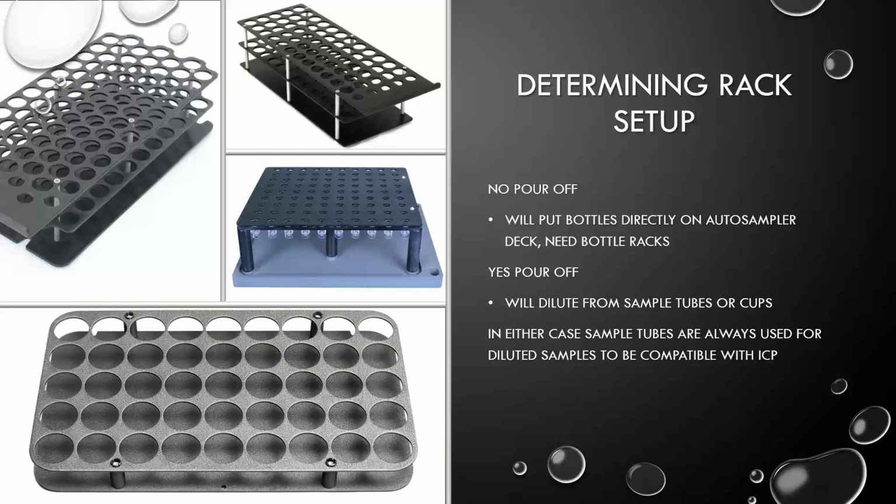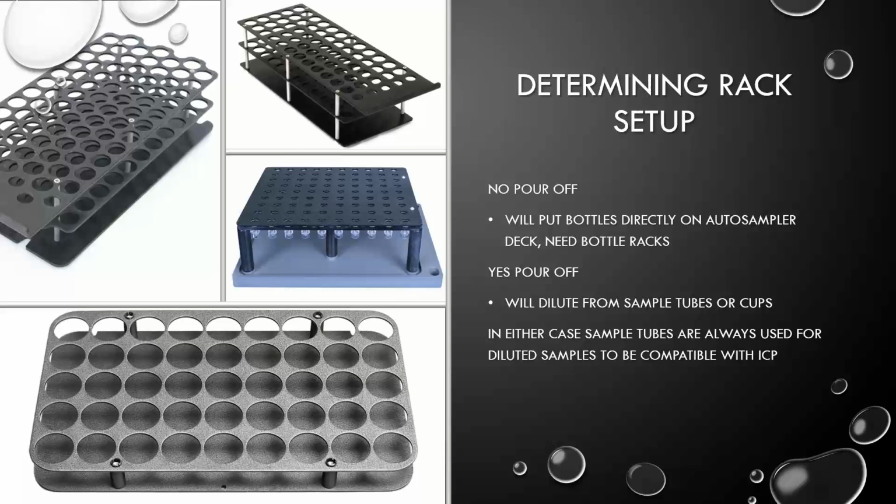So whether or not you pour off will determine what racks you use, and they all work on this system. Like I said, we know there are a bunch of different workflows. We want to work with them. So for people who aren't doing a pour-off rack, you're going to be putting bottles directly on the rack. You'll need to use the bottle racks. On the bottom there is a picture of the 45-position CETAC bottle rack.